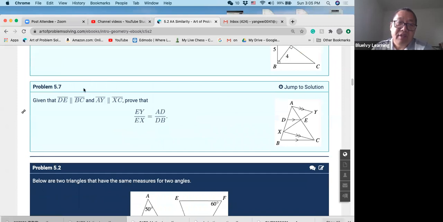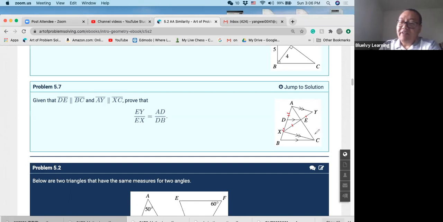Okay, so now let's go to the next one. This one, they give you DE parallel with BC, and AY parallel with XC. Then they ask you to prove EY over EX equals AD over DB.